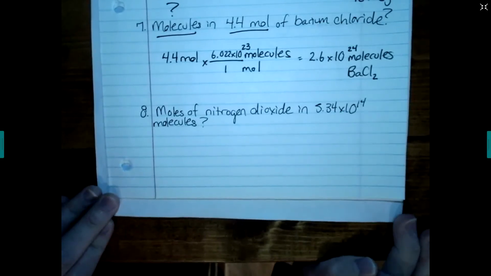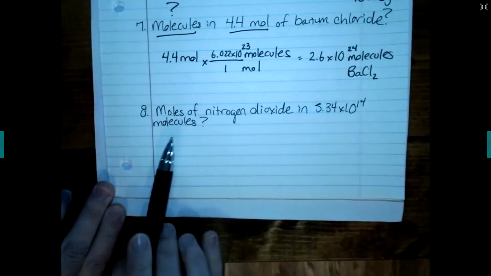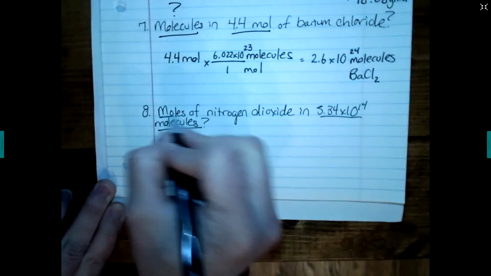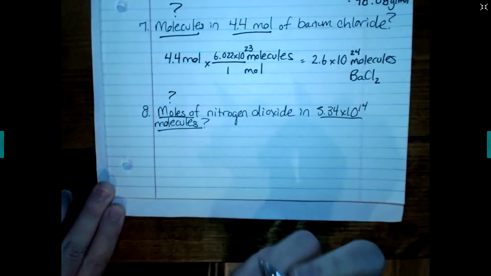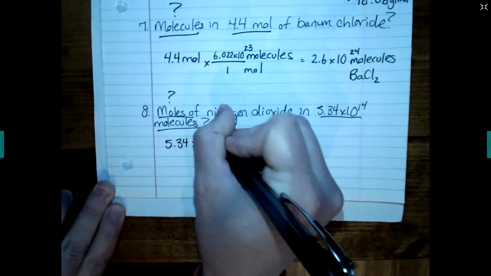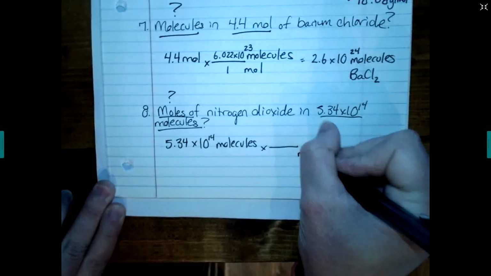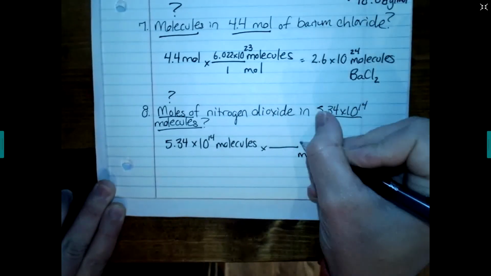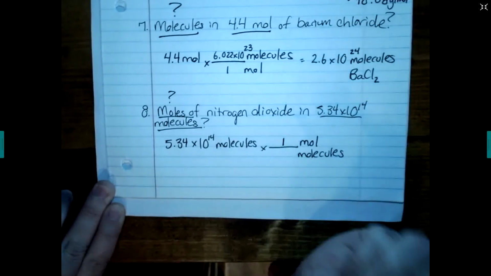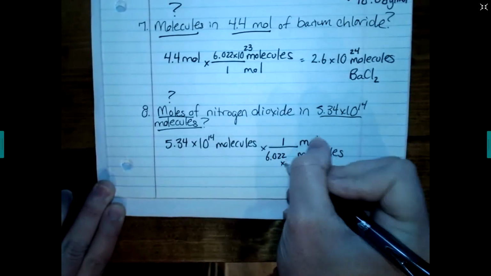How many moles of nitrogen dioxide are in 5.34 times 10 to the 14th molecules? So we know how many molecules we have this time. We don't know how many moles. So start with what you know. 5.34 times 10 to the 14th molecules. Move molecules to the bottom. Moles goes on top because that's what we're solving for. Remember that 1 goes next to mole and Avogadro's number is going to go next to molecules.